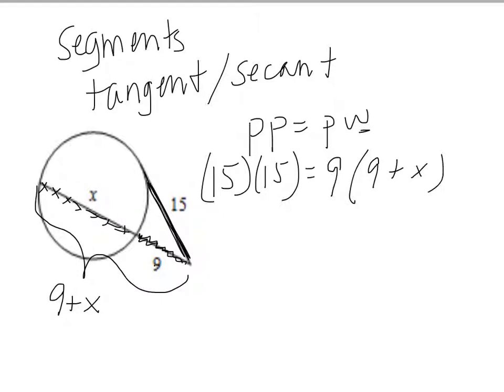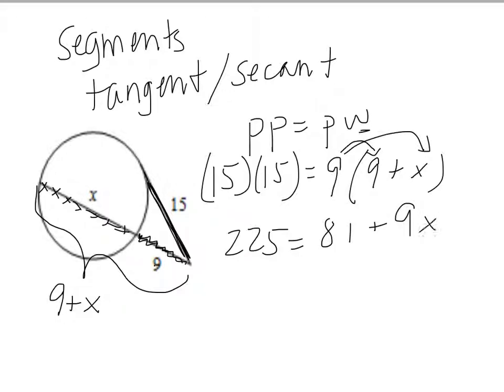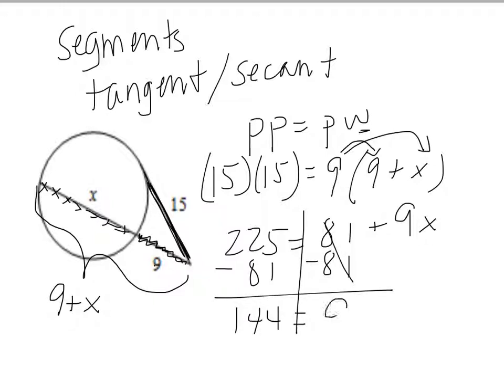So now 15 times 15 is 225. 9 times 9 is 81. And 9 times x is 9x. Draw my line. I subtract 81 from both sides. And I get 144 equals 9x. Now I'm going to divide both sides by 9 to get x by itself, and I get x equals 16.